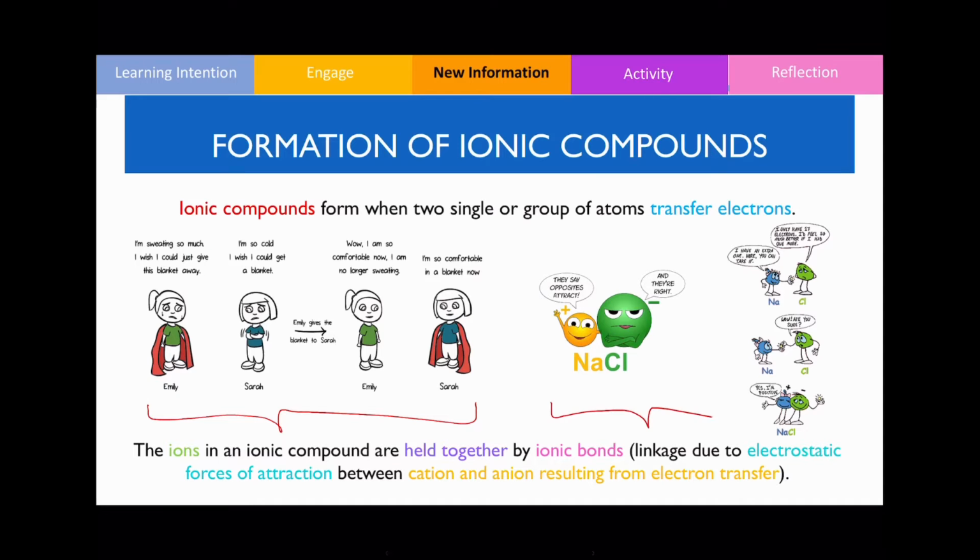Similarly, in the other diagram on the right-hand side, we know that sodium has 1 valence electron, whereas chlorine has 7 valence electrons. In order for both of them to have a complete outer shell, sodium will transfer its electron over to chlorine, and in doing so, it will have an electron configuration similar to a noble gas. We say that the ions in an ionic bond are held together by strong ionic bonds, which are characterized by strong electrostatic forces of attraction, which result from this electron transfer process.